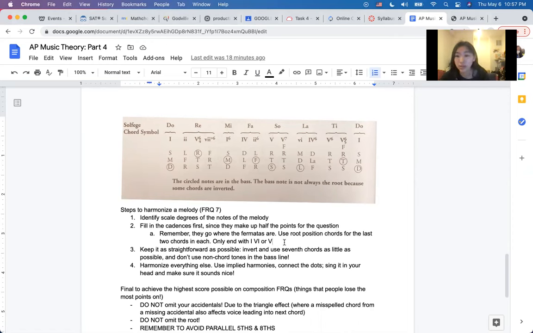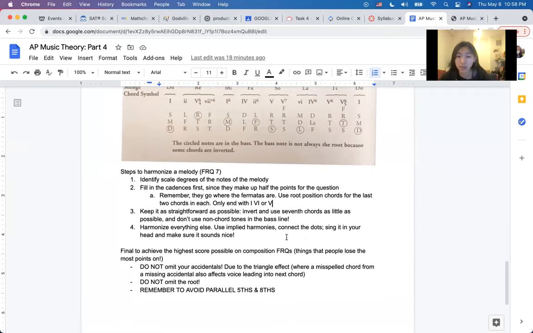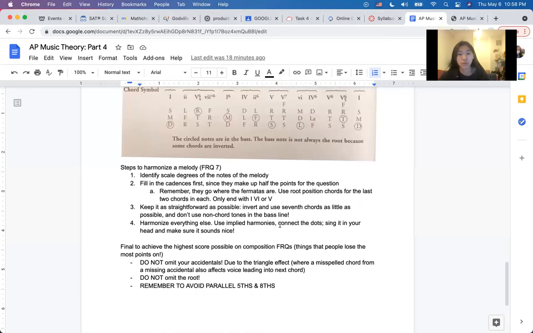Remember, the cadences go where the fermatas are because they mark the end of a phrase. There's going to be 4, but the first one will be filled in for you. You want to make sure to use root position chords for the last 2 chords in each. And remember that cadences can only end with 1, 4, or 5. If you're already not remembering cadences too well, you can go back to 2 videos ago, I believe, where we discussed cadences and which ones there are. Cadences are super prevalent on the exam and they come up everywhere, so of course they're pretty important.